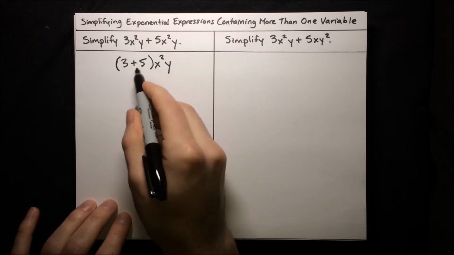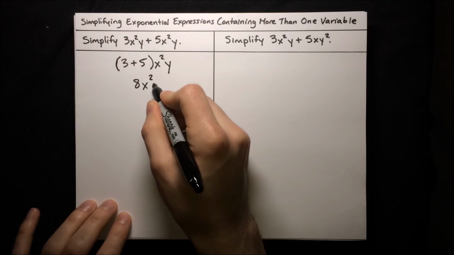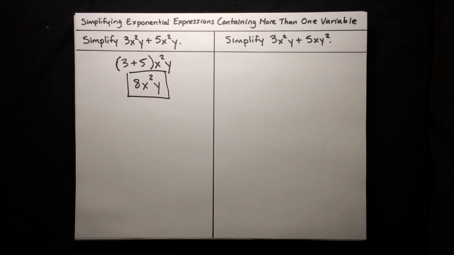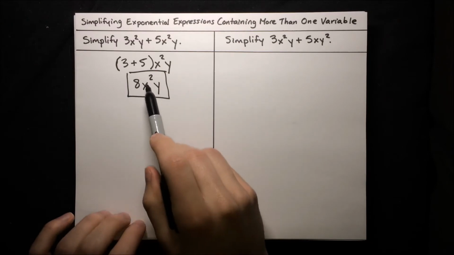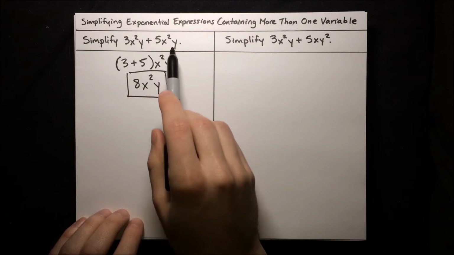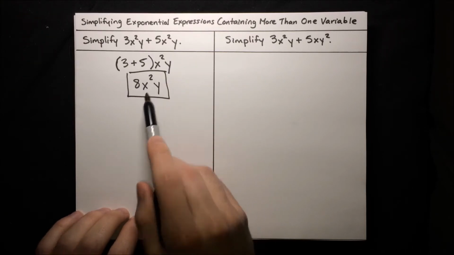So we can just go ahead and add the coefficients. 3 plus 5 is 8, so we just get 8x squared y. And there we go, that's how we simplify it. So this expression 8x squared y really evaluates to the same thing as the original expression. It's just a much simplified, more compact, concise way of writing it.